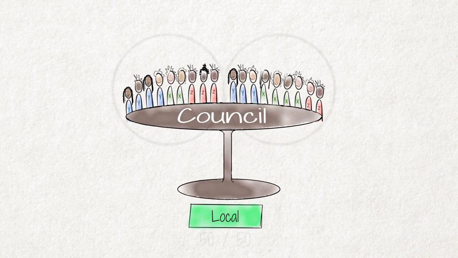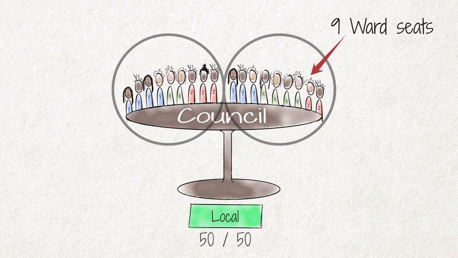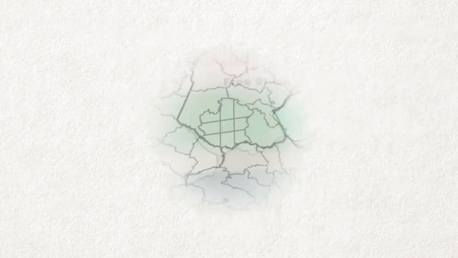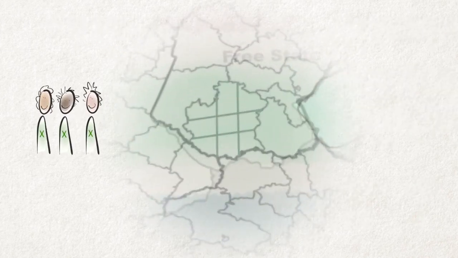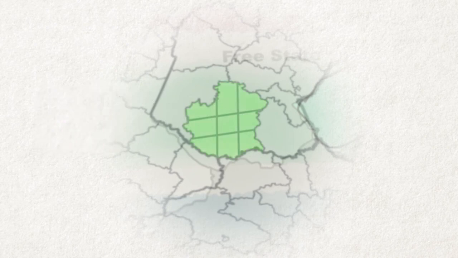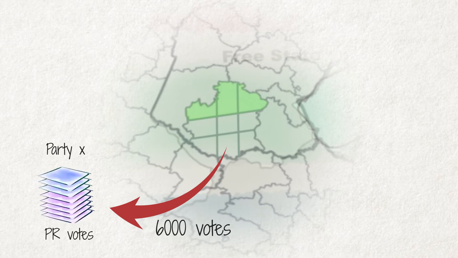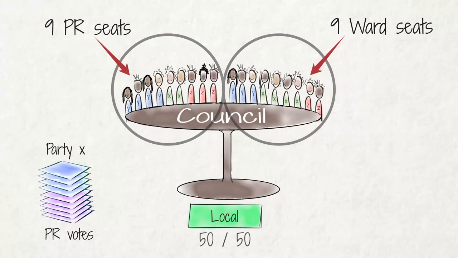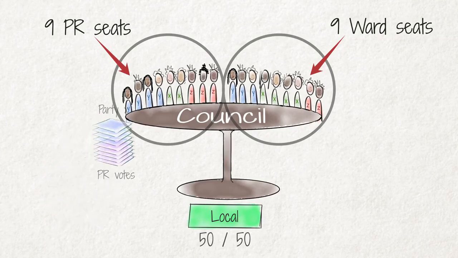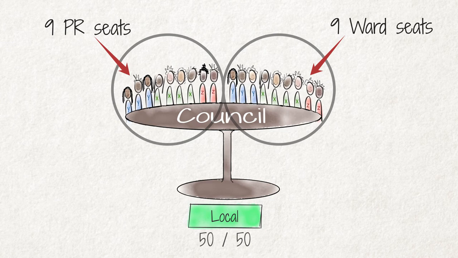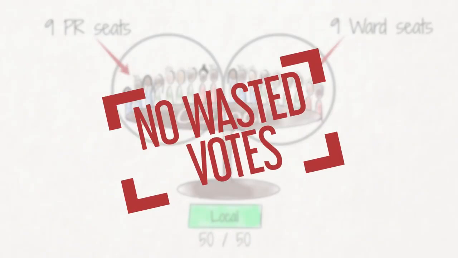A council has 18 seats, 9 ward seats and 9 PR seats. Party X fields ward candidates in all 9 wards, but it only wins 3 wards. In the remaining 6 wards, it loses to other candidates, but it does collect 6,000 votes across those 6 wards. This boosts its performance in the PR election and could result in additional PR seats for Party X. This certainly applies to all the votes of all losing parties' candidates, so there are no wasted votes.